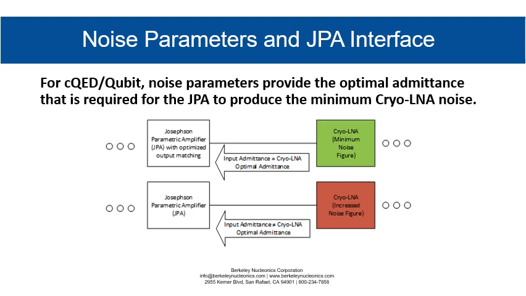As discussed on the previous slide, the input admittance to an amplifier can impact the noise factor of the amplifier itself, and an optimal exists. Once the noise parameters are measured and the optimal admittance is known, the designer can apply the optimal matching to the stage in front of the low noise amplifier, as shown on this slide.